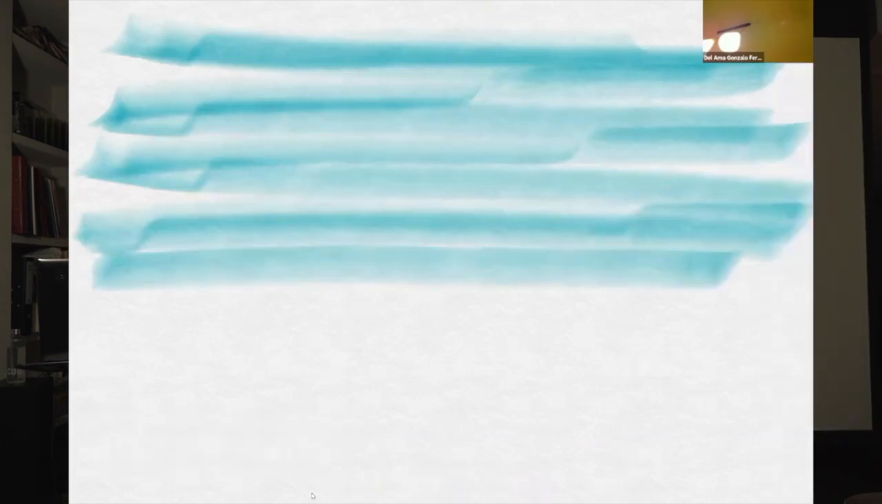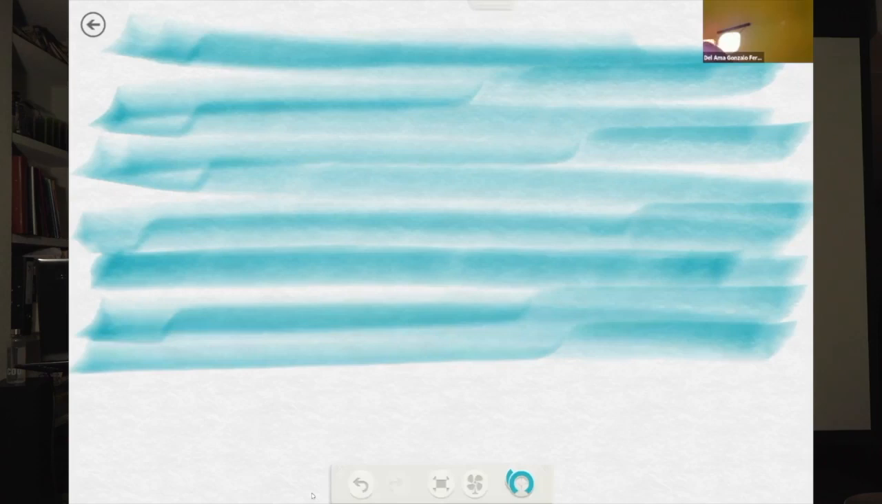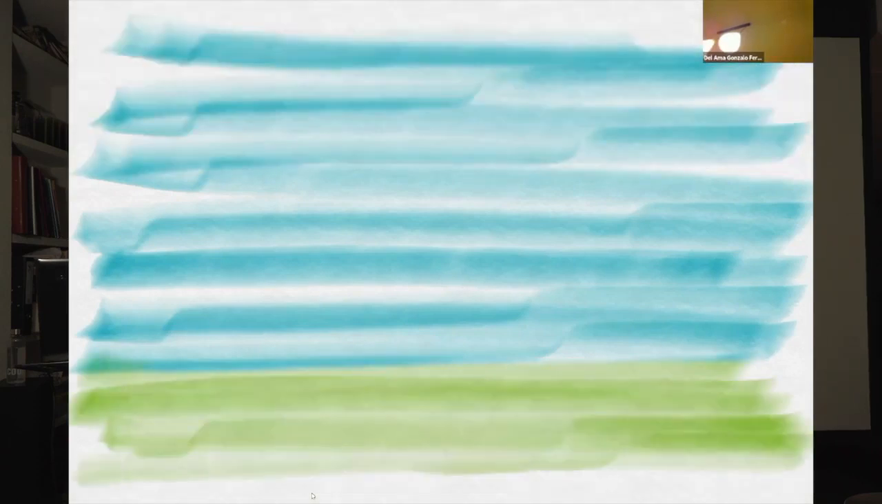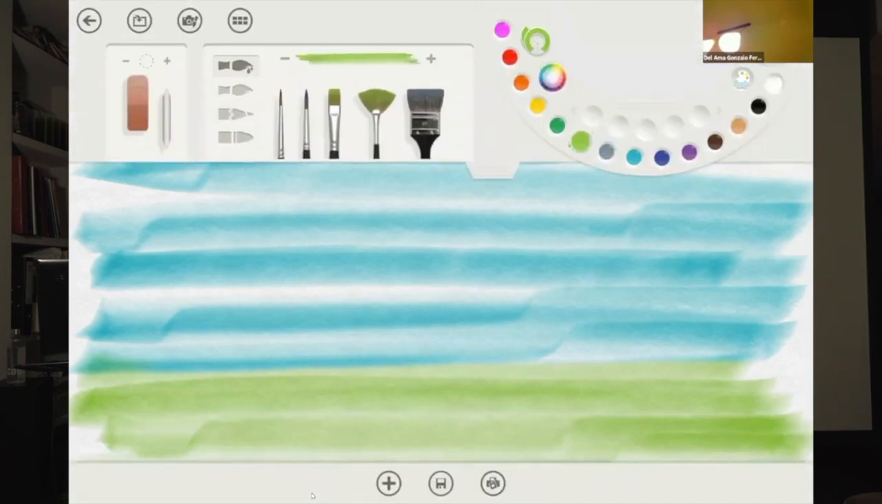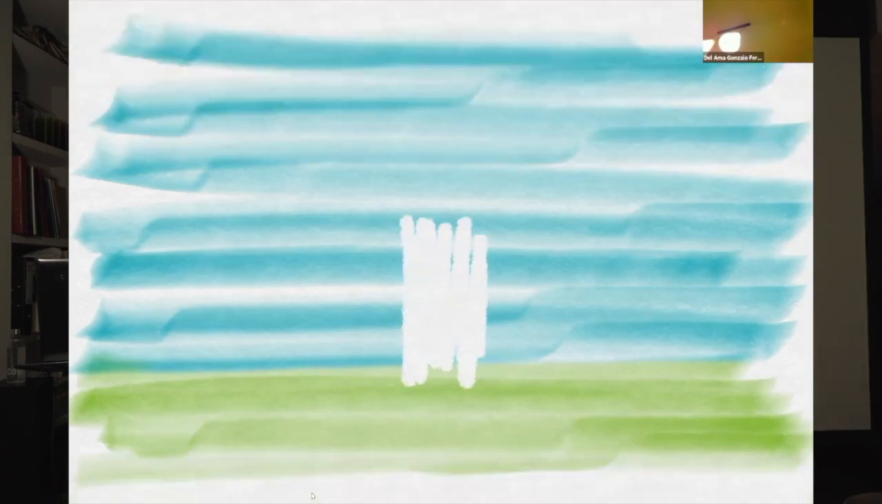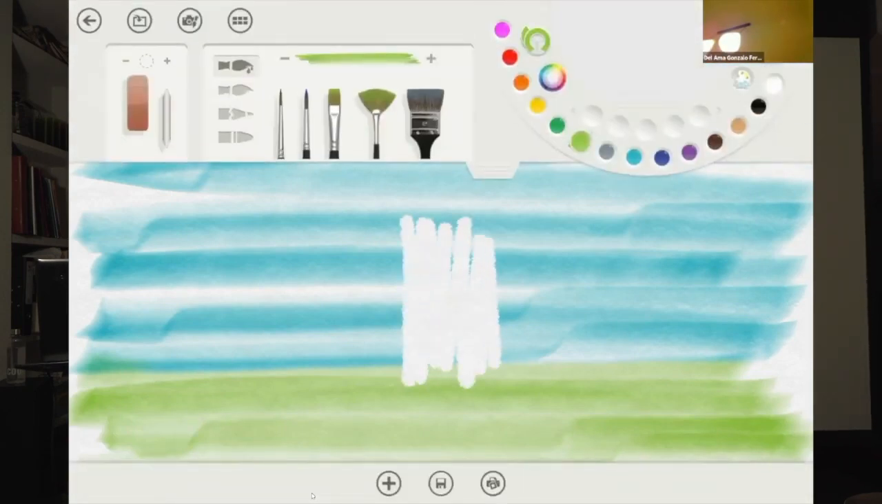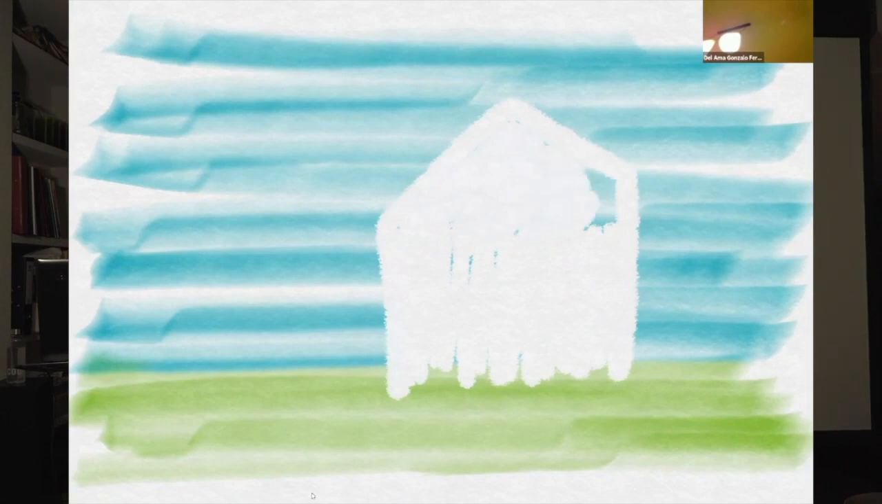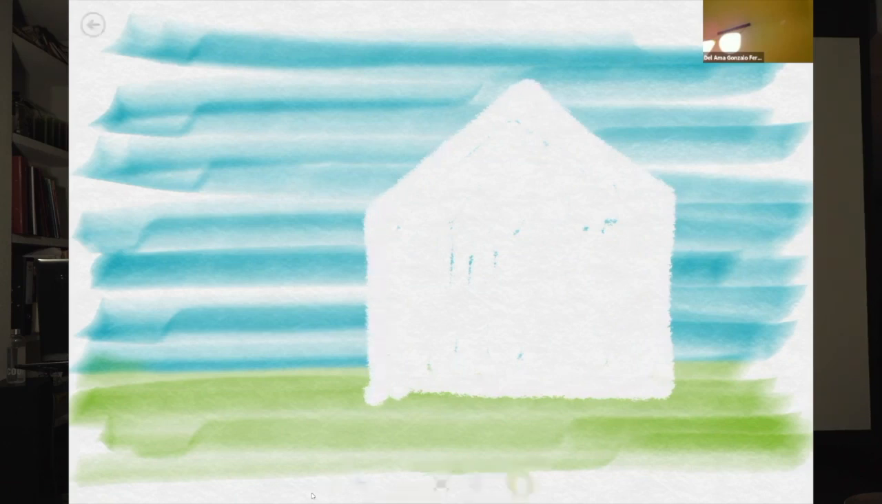Okay, there you go. So let's start drawing. The sky is blue. The grass is green. And now we are going to design a building, something outstanding. So we are creating the indoor space, like that. And this is the space.